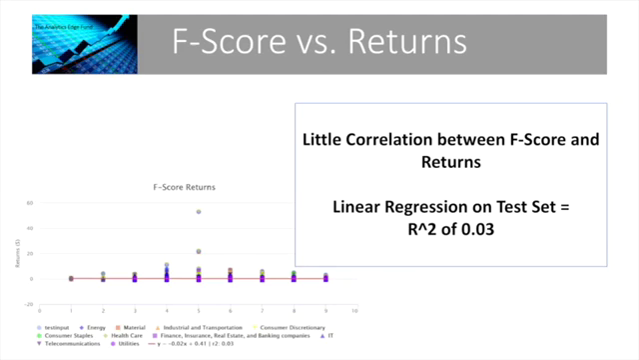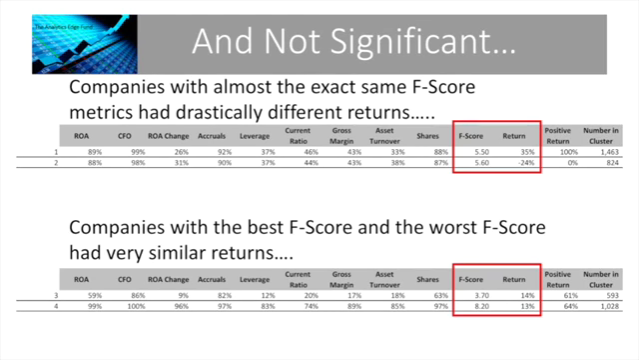So what happened after all this analysis? Well, you could say results were bleak, but definitely still worth talking about. With an R squared on our test set of 0.03, our F-score showed extremely little correlation to returns. We also found that when we clustered groups of similar F-scores, we were met with a variety of results. The high F-score companies had similar performance to the low F-score companies, and when we split up for size and market cap, the results were the same. You couldn't tell the difference between high and low market cap.